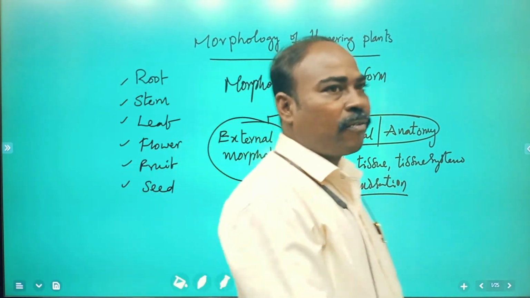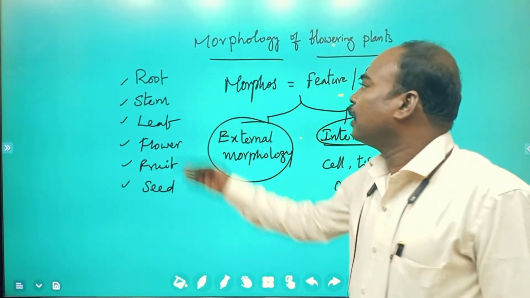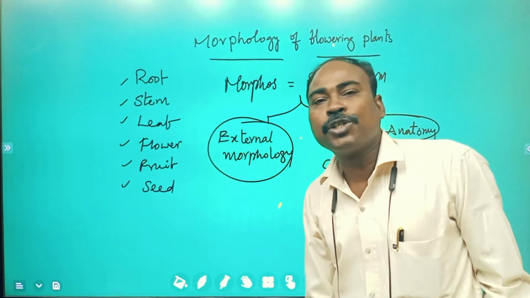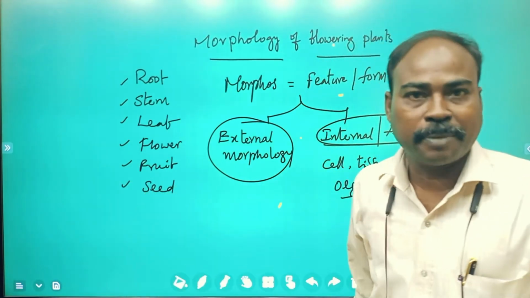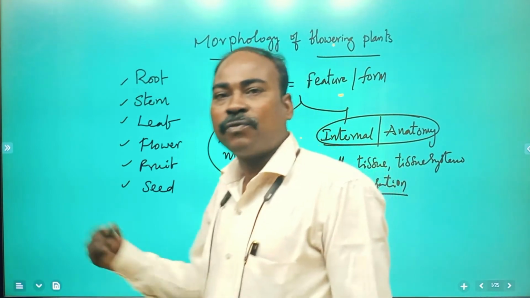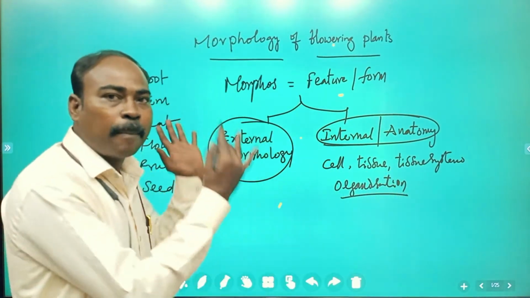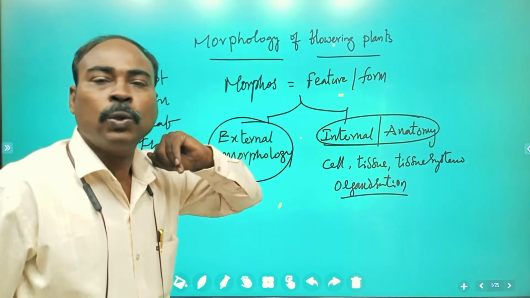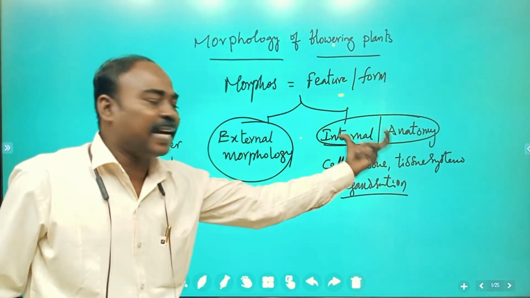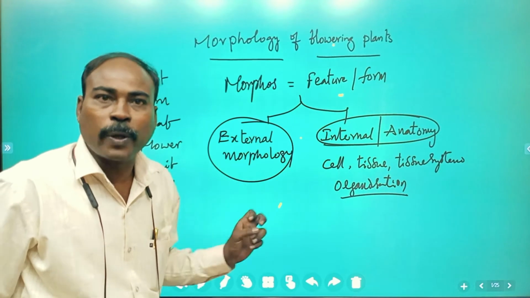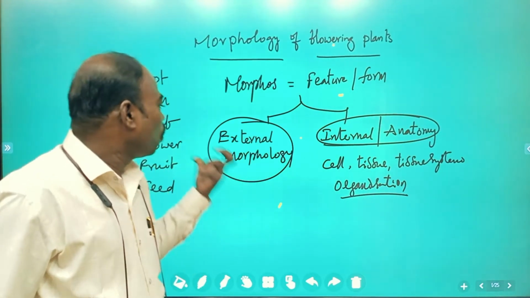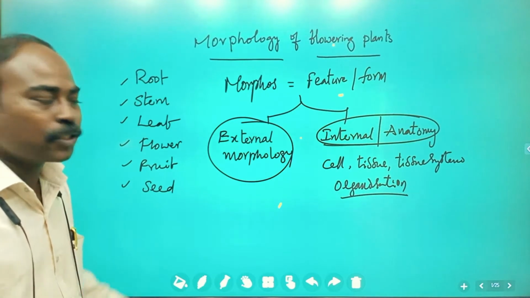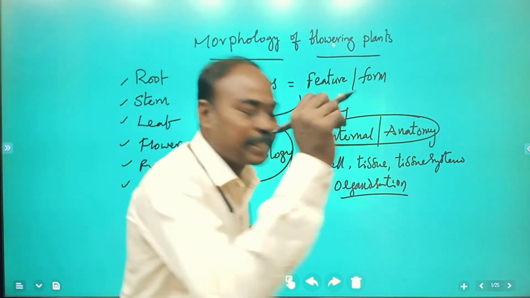plants. First of all, we will go through the external forms or external features of the root system, shoot system, that is stem, leaf, flower, fruit, etc. After completion of that external morphology, we move to internal morphology, that is anatomy. So first of all, today in this session, we move to the external part, that is root or root system.